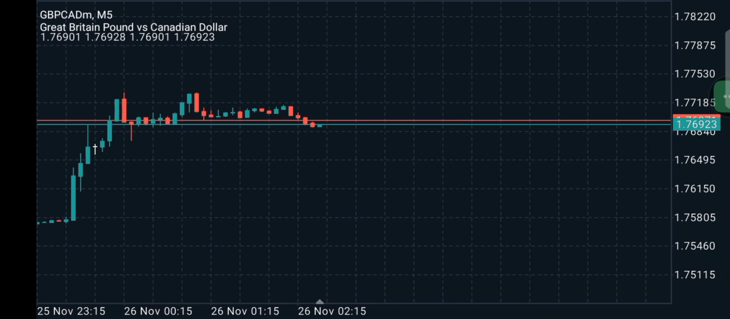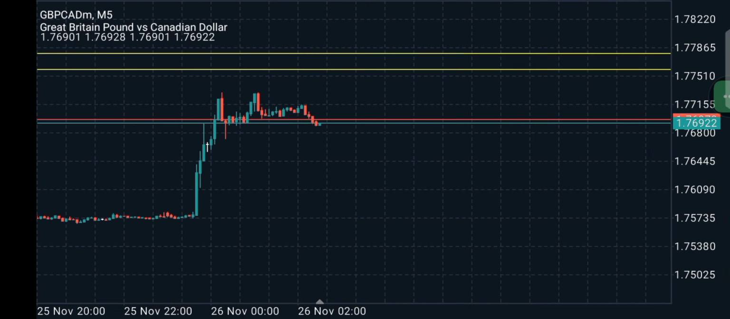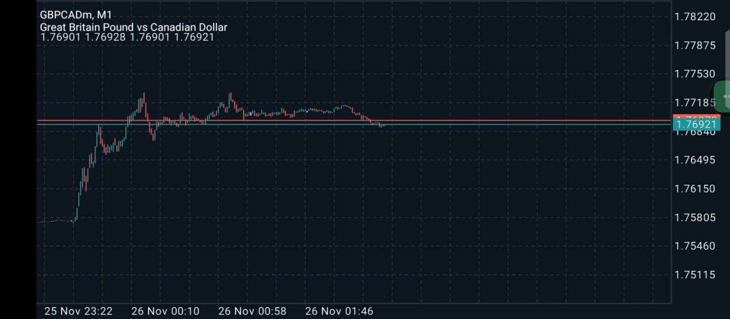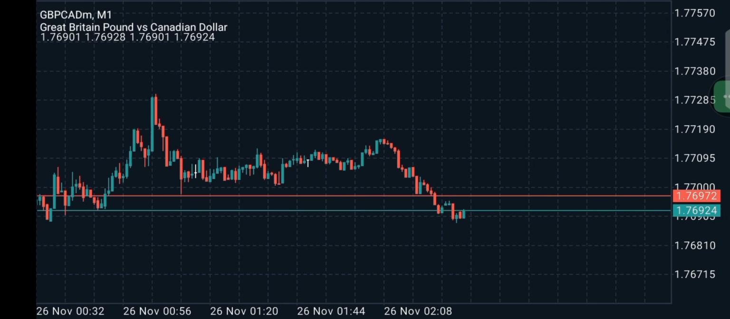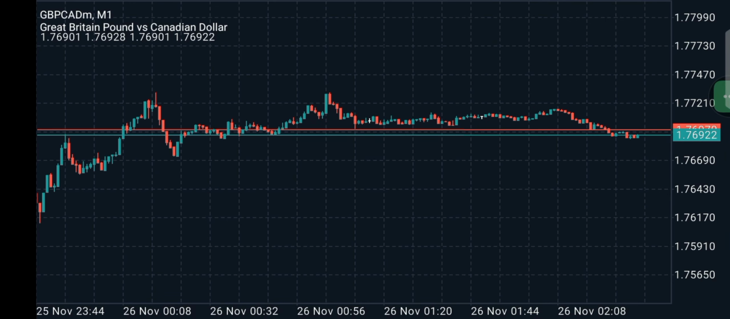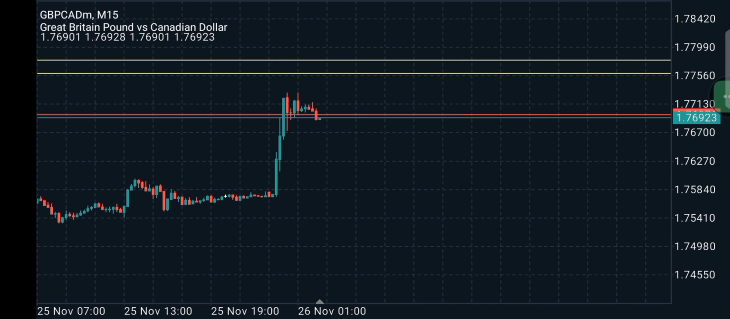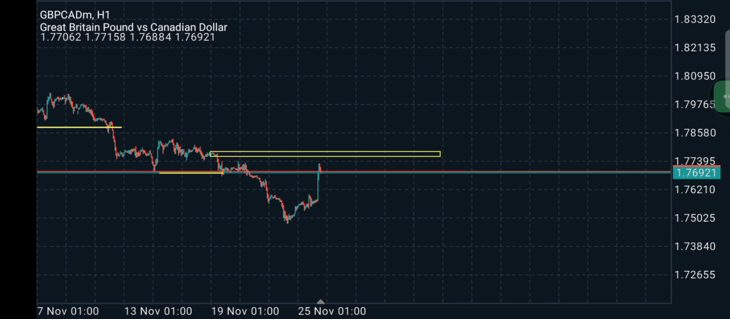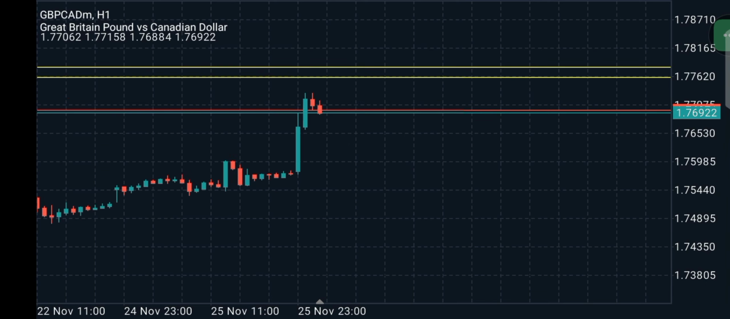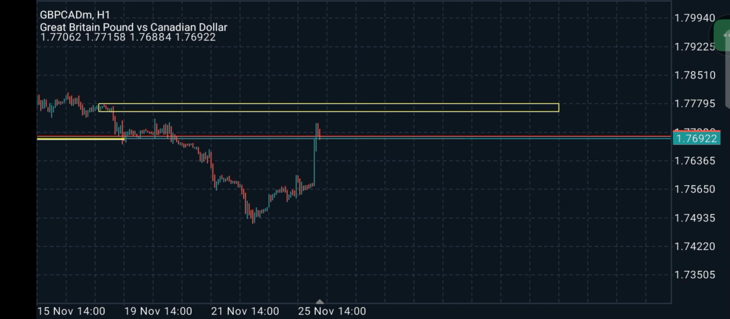Okay, this is 5 minutes. There is no shift in market structure. Even if you go down to 1 minute, there's no shift in market structure here. So we'll just set our limit here above this liquidity. Go down to 1 hour. So I'm going to place my limit order above this liquidity.